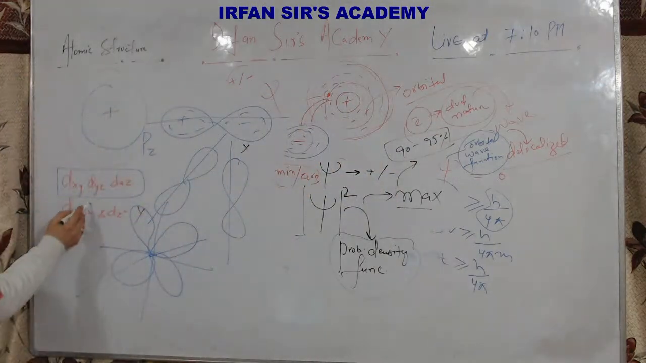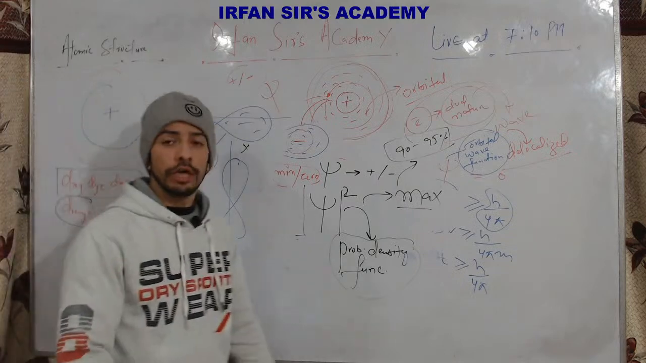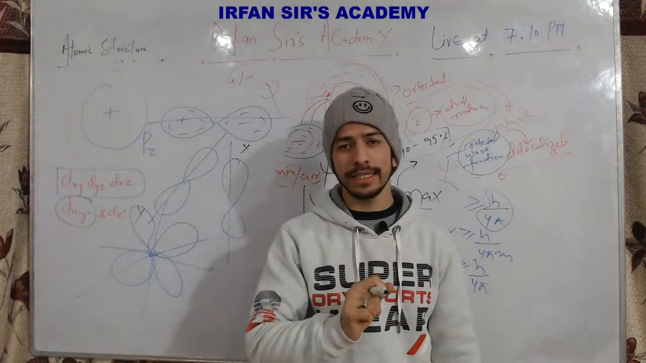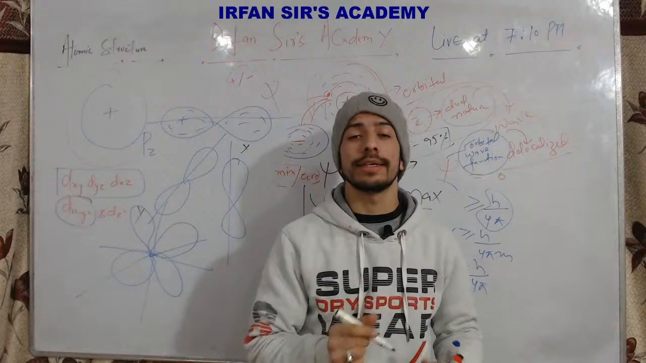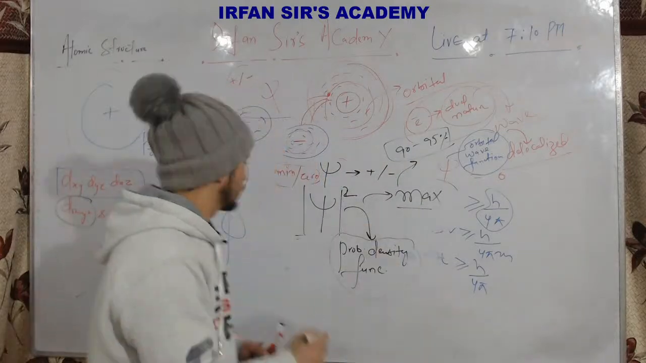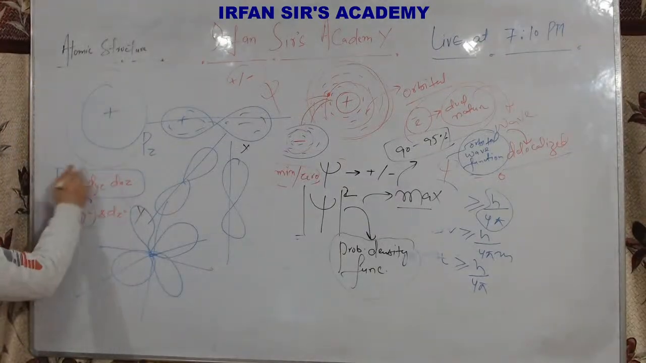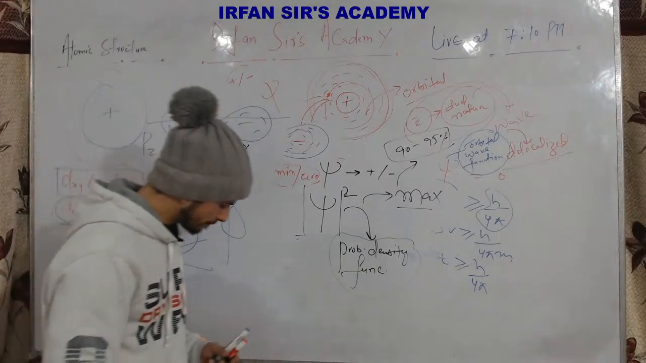Sir, what is dz square? Dz square is that orbital which is not between the x and y axis, it is along the z axis. These are along axes, these are between the axes. I hope it's clear to you.